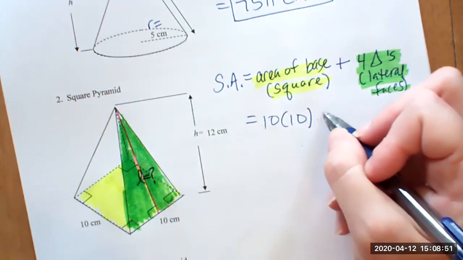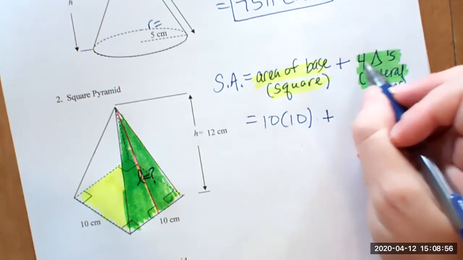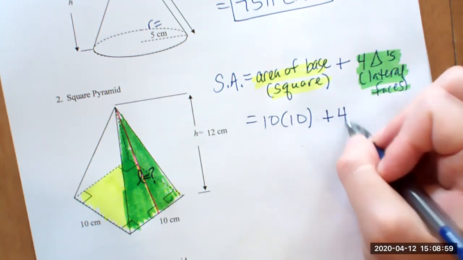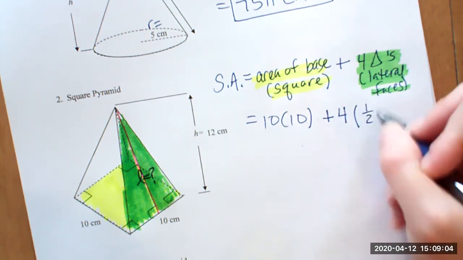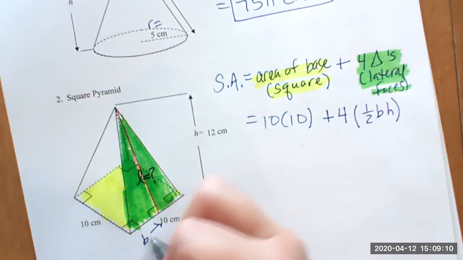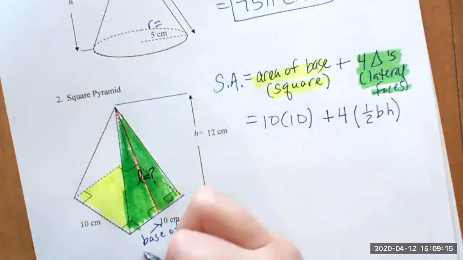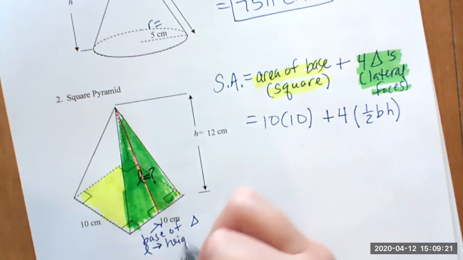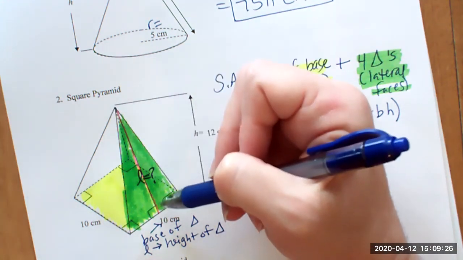To get the area of the triangles, I'm going to have to do a little bit of work here. I've got 4 of them, so I know I'm going to multiply by 4, right? But I have to do 4 times 1/2 of the base times the height. Well, this 10 here is a base of the triangle, right? The L is not just the slant height, it's also the height of the triangle. So I have to think about how I can get that height. Well, go back to what we were just looking at.